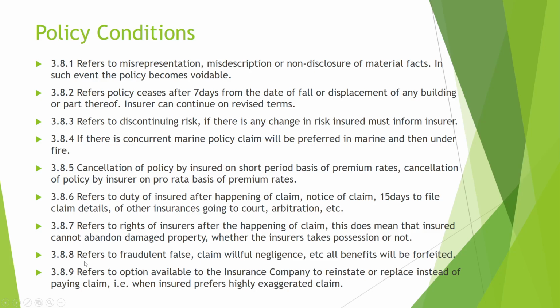3.8.8 refers to fraudulent or false claims, willful negligence, etc. All benefits will be forfeited. Okay, so 3.8.9 refers to the option available to the insurance company to reinstate or replace instead of paying the claim. Okay, they can reinstate according to this clause when the insured prefers a highly aggressive claim. So these are the clauses under which some general things are governed.